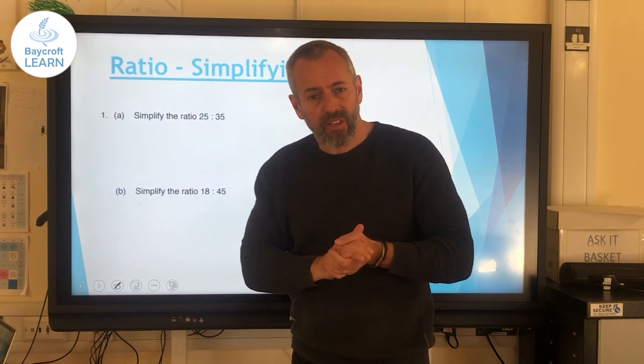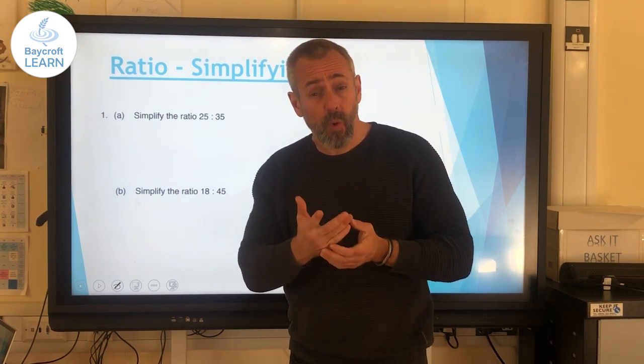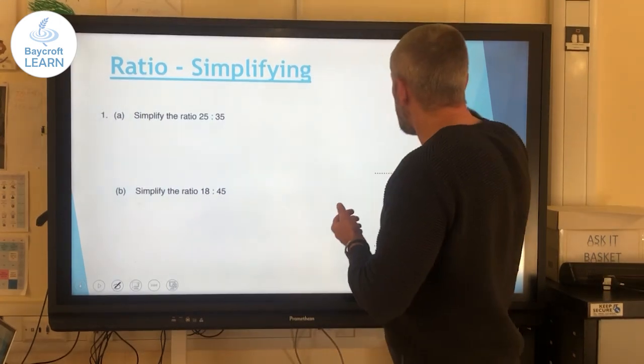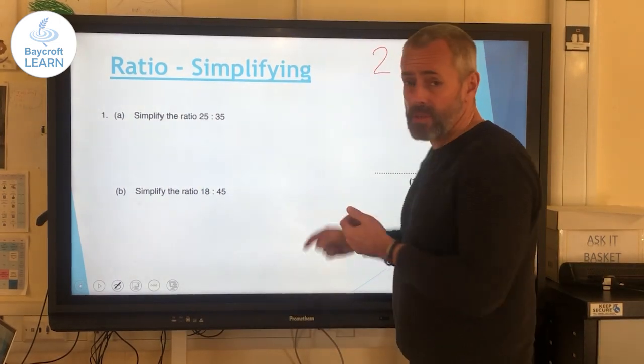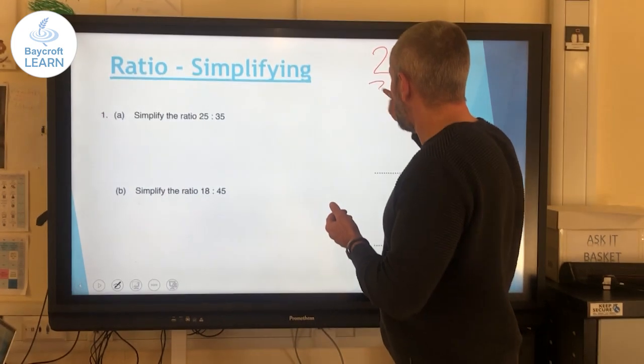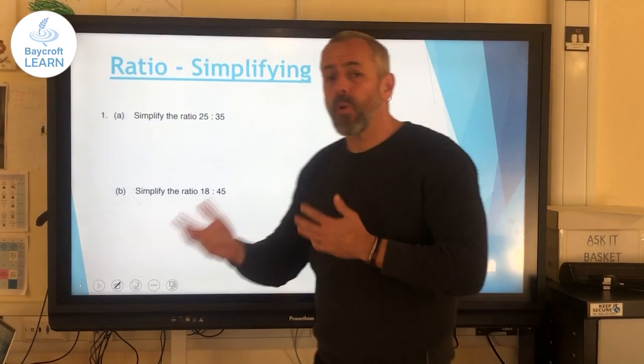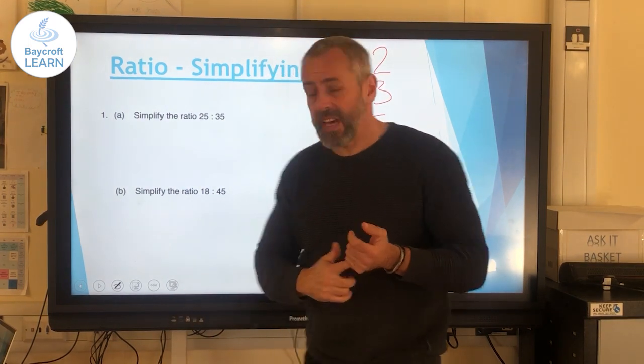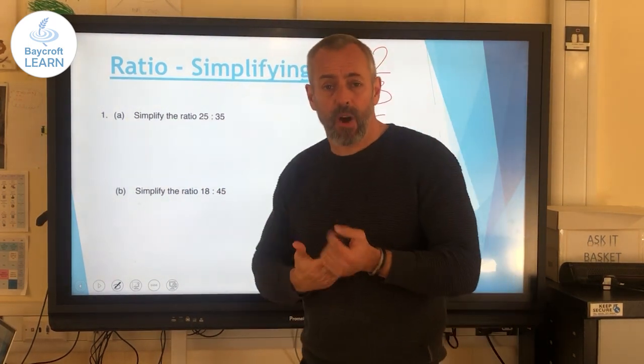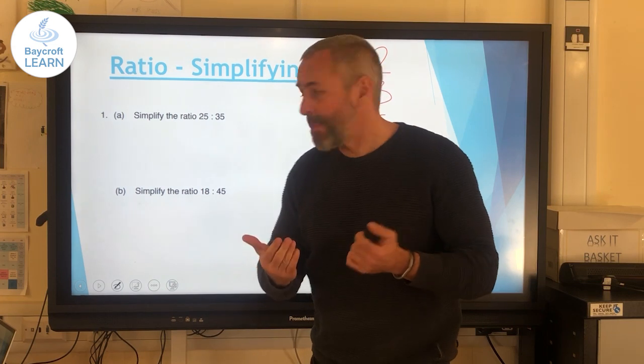However, not all of us have got those kind of times table skills, so the rule that I always say is firstly, look at your 2's. If your 2's don't work, look at your 3's. If your 3's don't work, look at your 5's. Won't always work, but in the vast majority of cases, these 3 numbers will help us to simplify. Now, what does that mean?